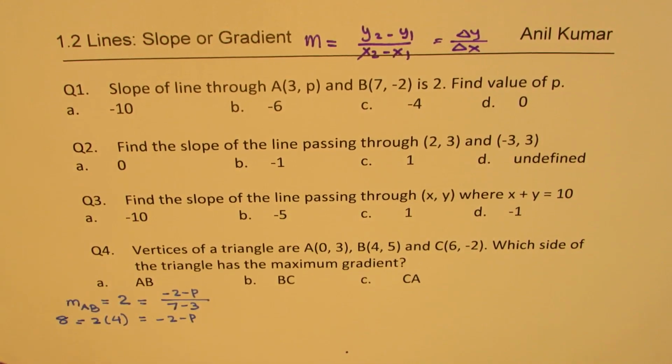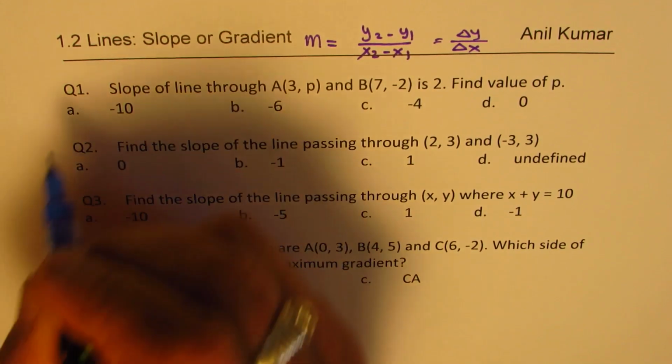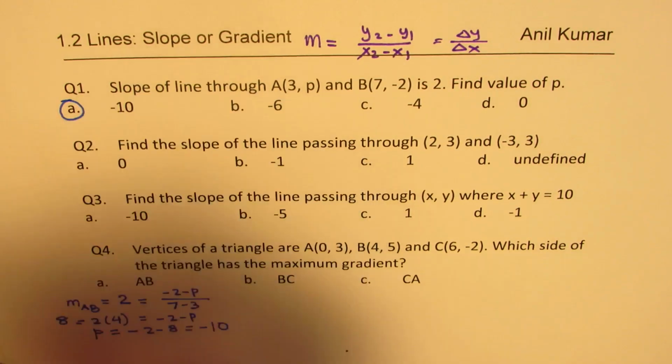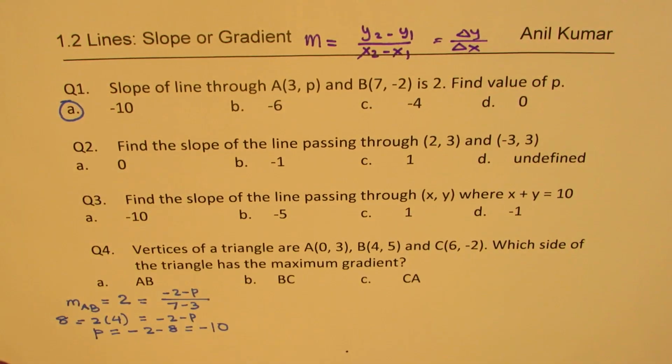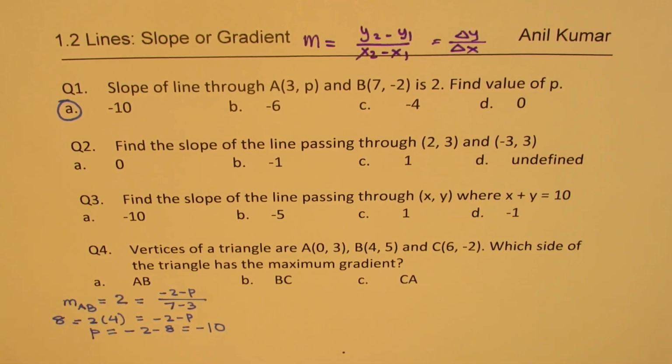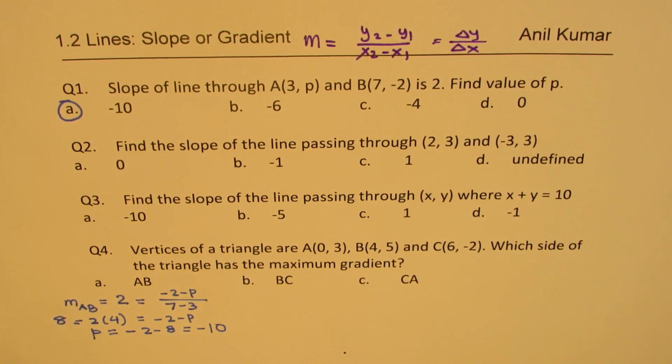We need to find the value of p. So let me take this p on the left side and 8 on the right side. So we get minus 2 minus 8, which is definitely equal to minus 10. So we get option A as the right option. Is that clear to you, right? So that's how we're going to answer the very first question.